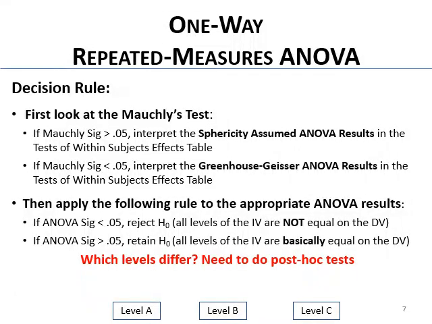So if you reject that null, which levels differ? All I know is one differs from the other. Is it A to B? Is it B to C? Or A to C? You don't know. You have to follow it up, just like with between subjects ANOVA with post-hoc tests, but there's no Tukey this time.